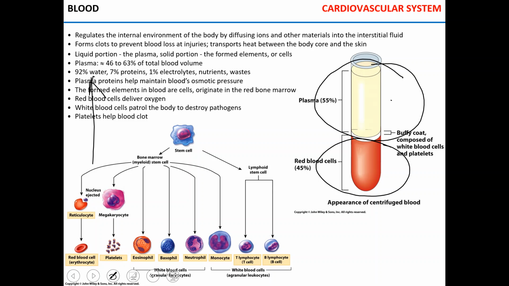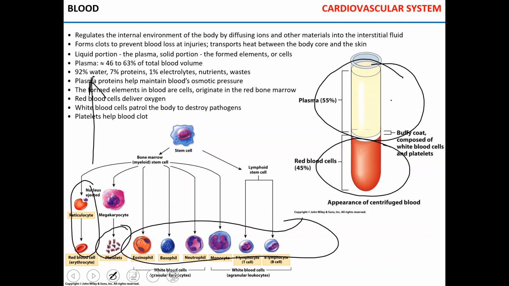Formed elements of the blood are cells. They all originate in the bone marrow, in the red bone marrow. There are three main types. There are red blood cells that deliver oxygen. There are white blood cells. It's the huge group here. They protect the body, provide immunity. And platelets, which are responsible for clotting, coagulation.